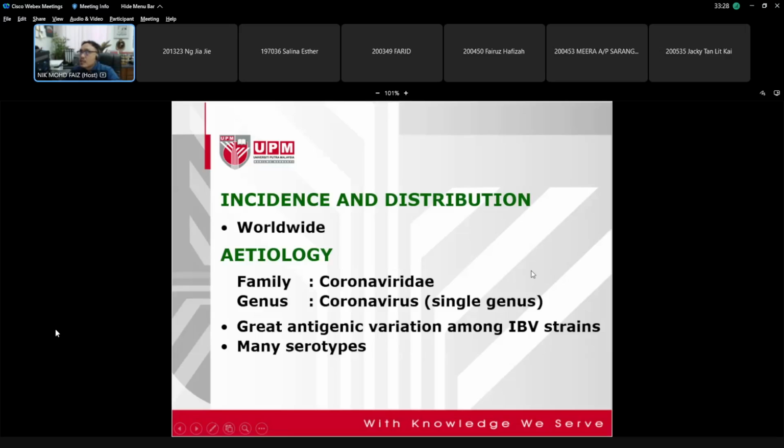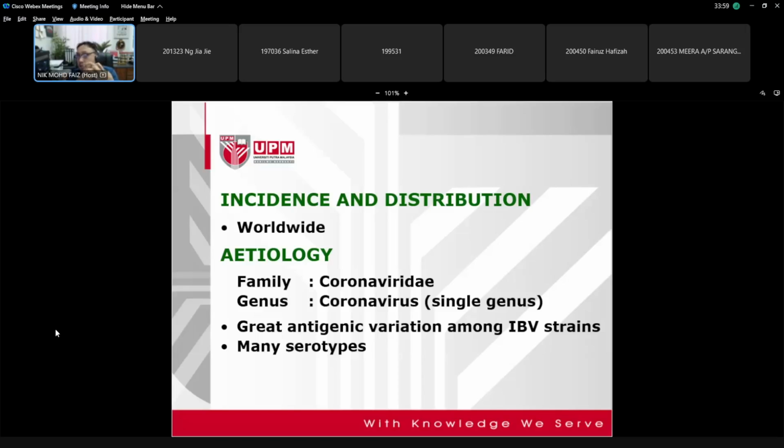The incidence of this disease is basically worldwide. Like I said just now, it's very common to get infected with infectious bronchitis. As long as you are a poultry producing country, you probably have some strain of infectious bronchitis. The etiology is a coronavirus, same family as COVID. Although they are both coronaviruses, they are different: one is alpha, one is gamma. It's not the same as COVID-19.